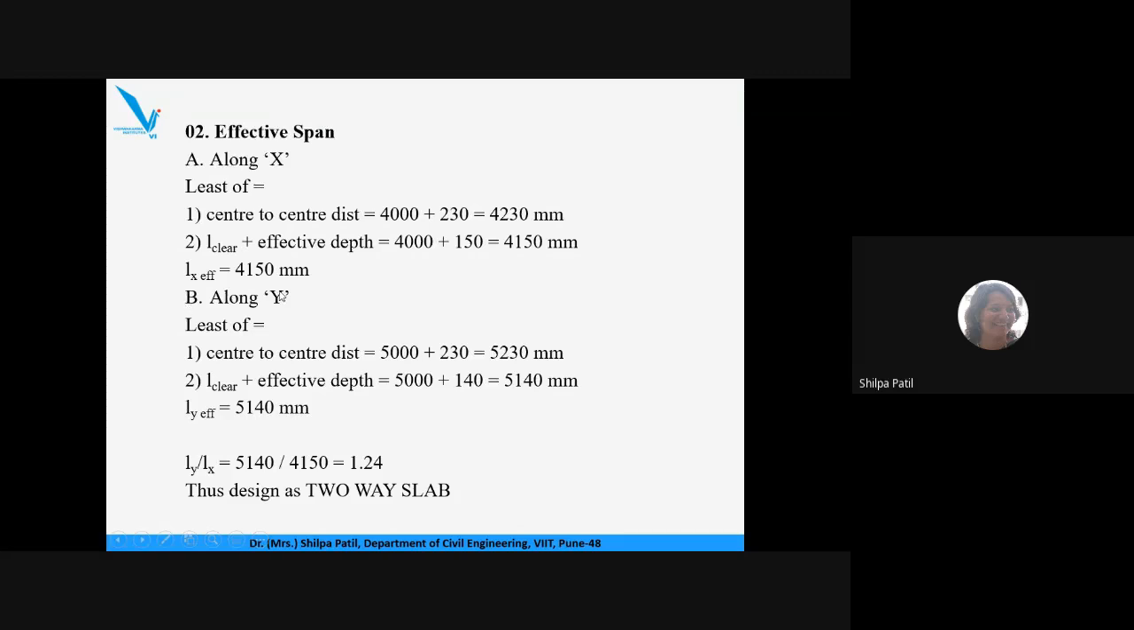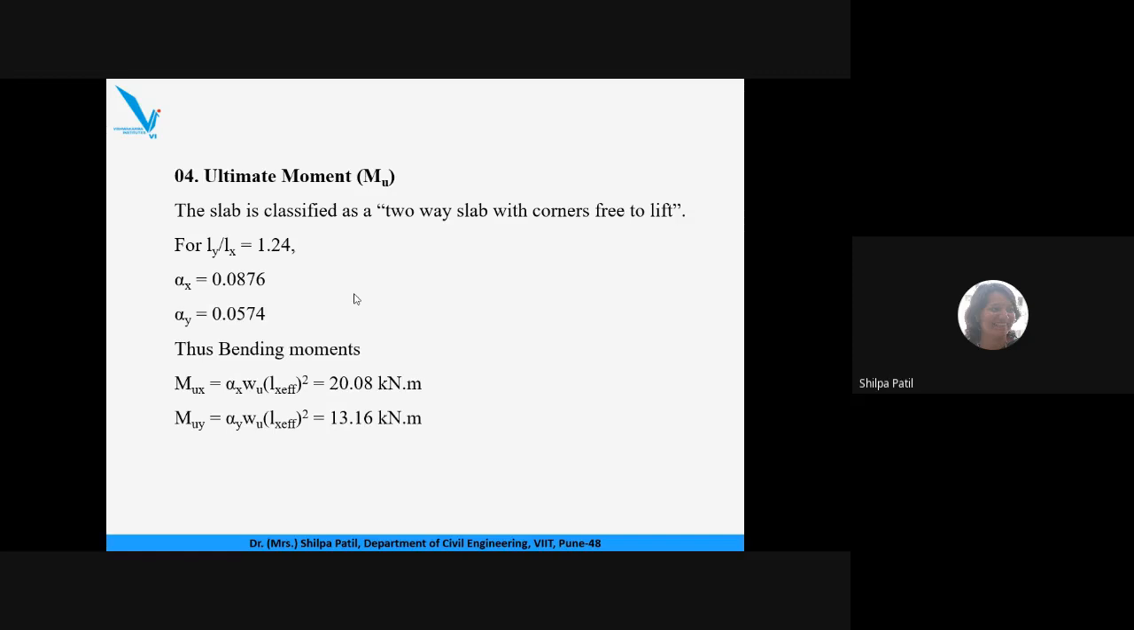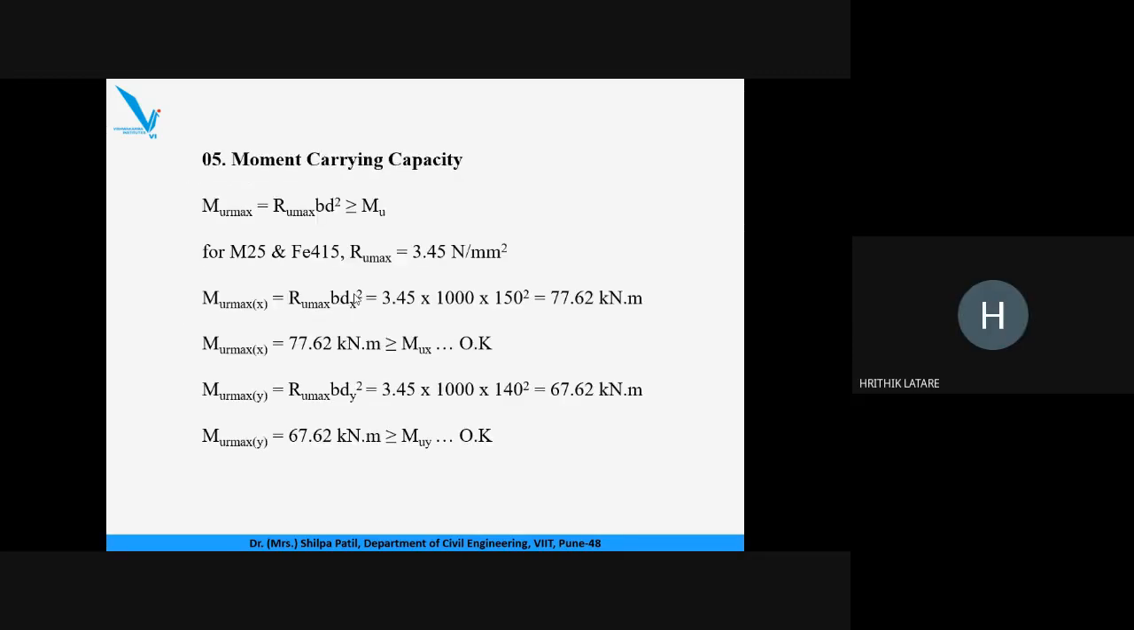Lx equal to 4150 mm, and W is 13.31 kilonewton per meter. Over? Have you done the calculation? It came out right. Okay. Now the next step is finding the moment carrying capacity.